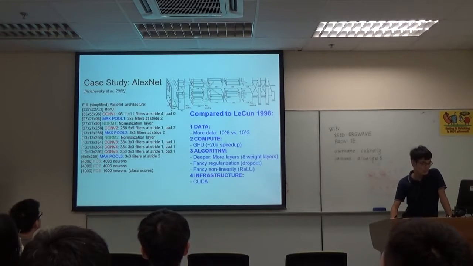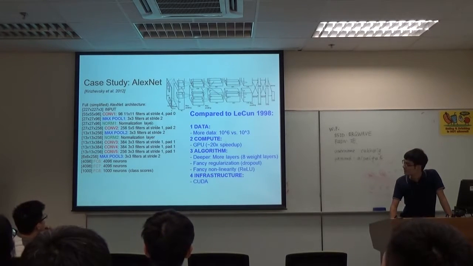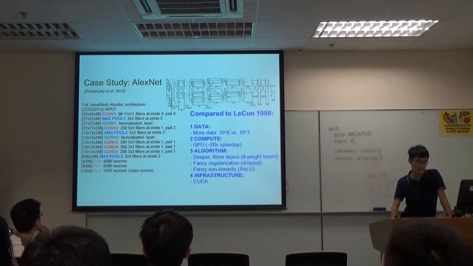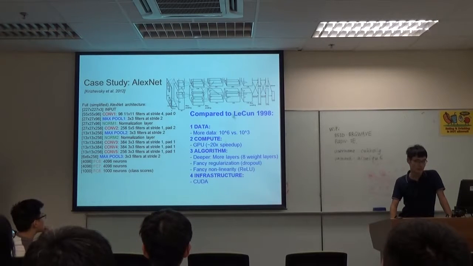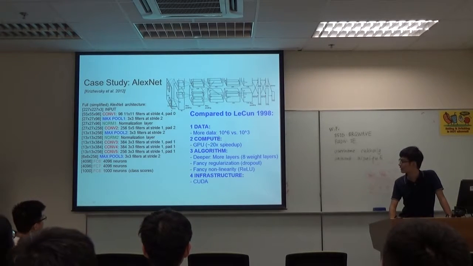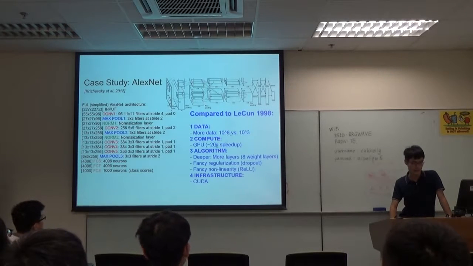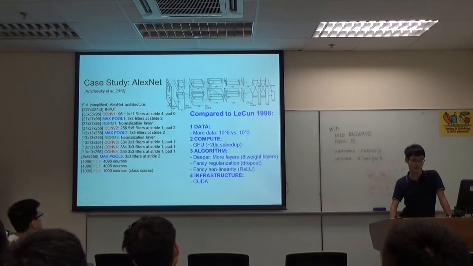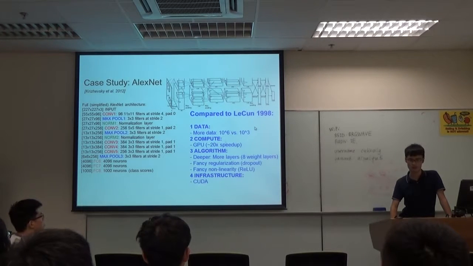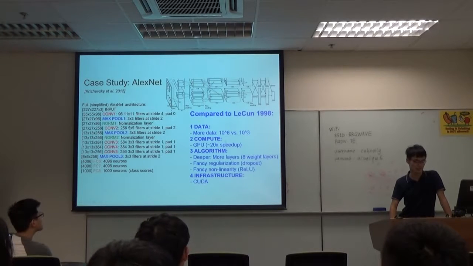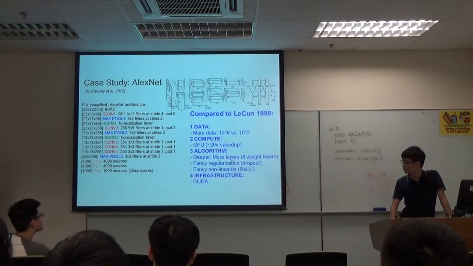Let's see some typical architectures of CNN. This is AlexNet, the first CNN used in the ImageNet challenge. And we can compare it with the first successful CNN proposed by LeCun in 1998. We can see it used more data to train it. It also uses GPU to calculate, because if we don't use GPU, the training of this network is very slow. It also uses lots of algorithms. But the two most important are the data and the computation.